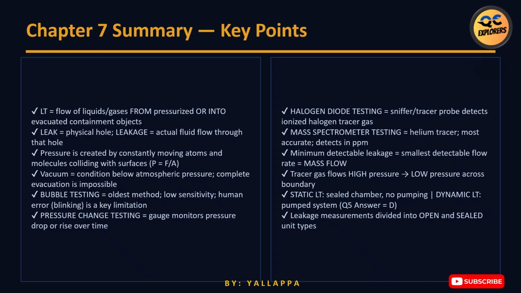Now let's discuss vacuum. Vacuum is simply pressure below atmospheric pressure. A perfect vacuum is practically impossible. Some molecules always remain. Remember this because exam questions often try to trick students into thinking perfect vacuum can be achieved. It cannot. Now let's review the 4 major leak testing methods.